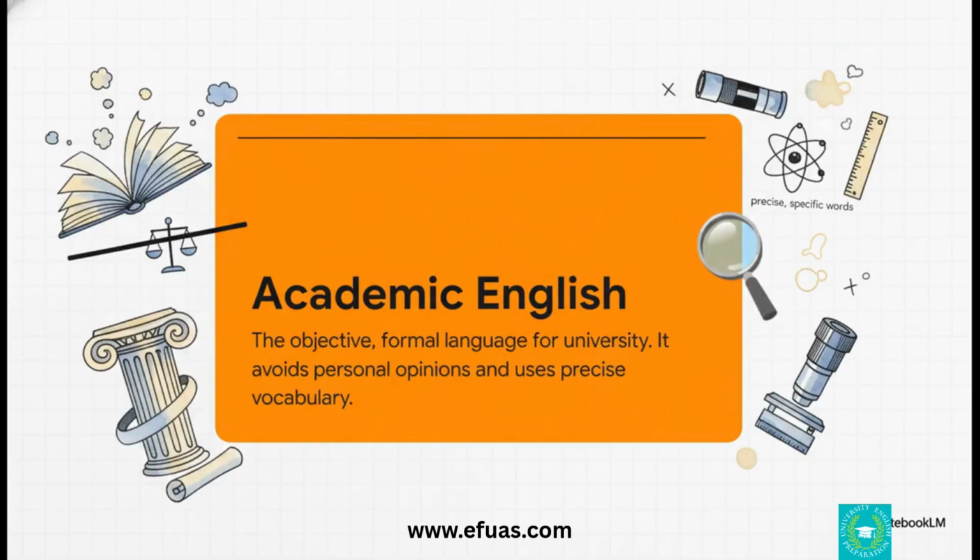So academic English is different in a few really important ways. First, it's objective. That means it's not about your personal feelings, so we try to avoid phrases like I think. It's also formal, which means no contractions. So you'd write do not instead of don't. And finally, it uses more precise, specific words. This is the style your professors are looking for.